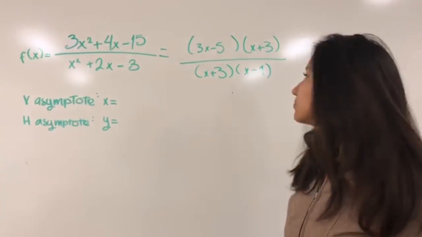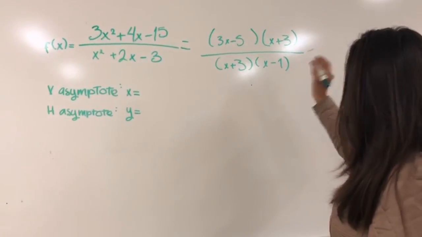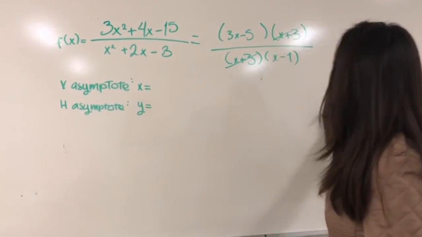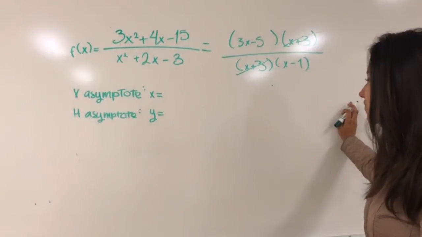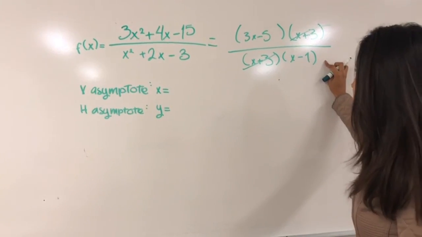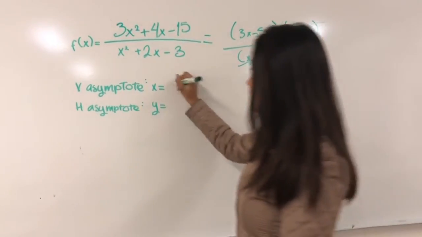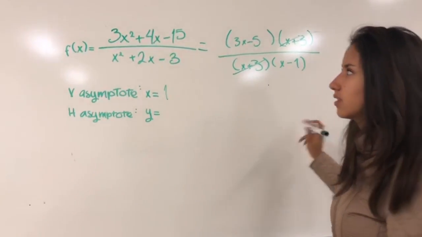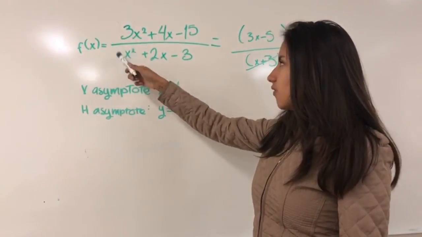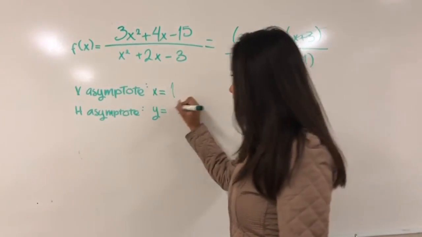Then we get the asymptotes. But first we cancel these ones, and to get the vertical asymptote we have to set the denominator equal to 0, so it's 1. And to get the horizontal asymptote we divide the numerator over the denominator, which is 3.